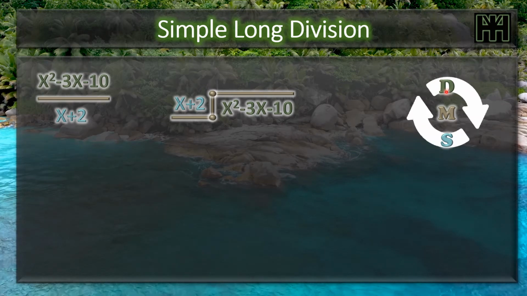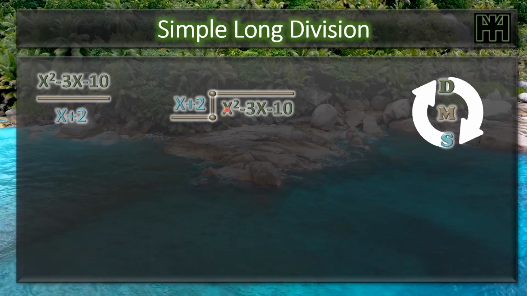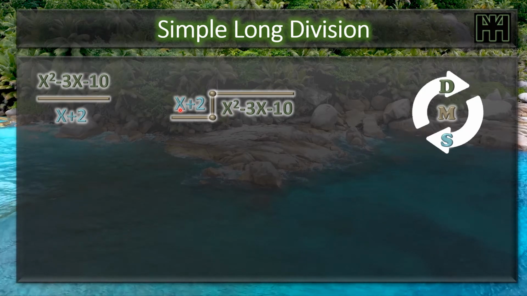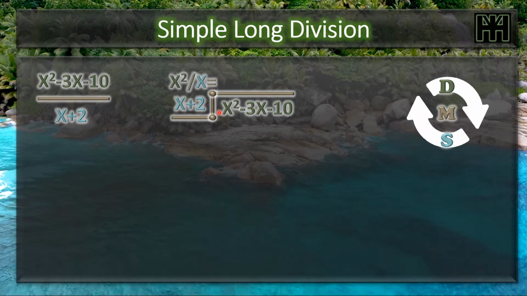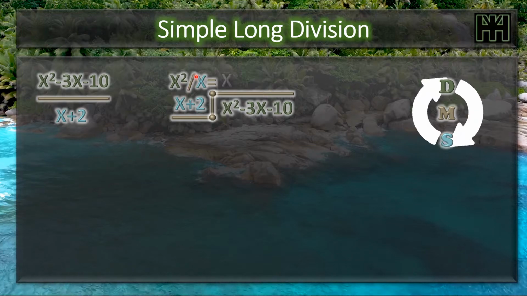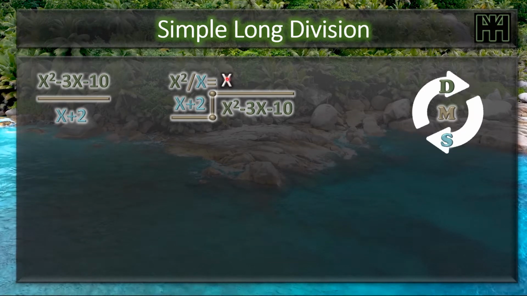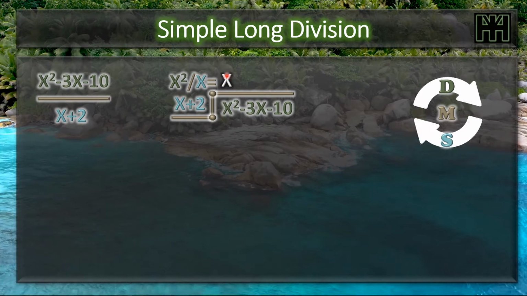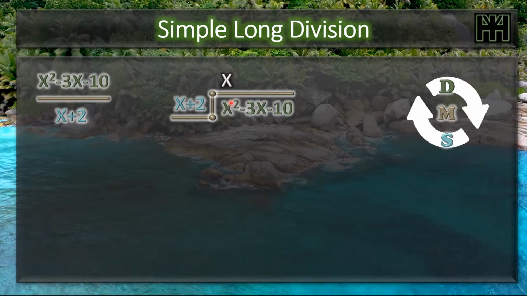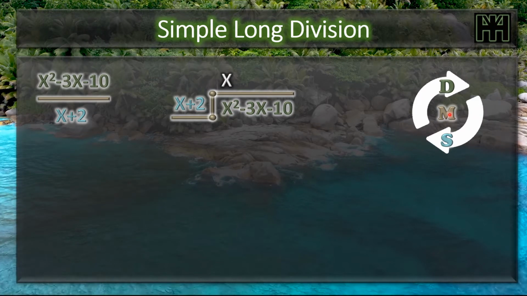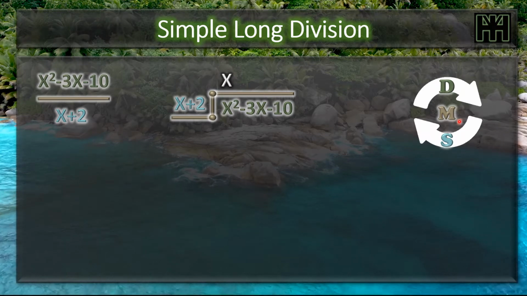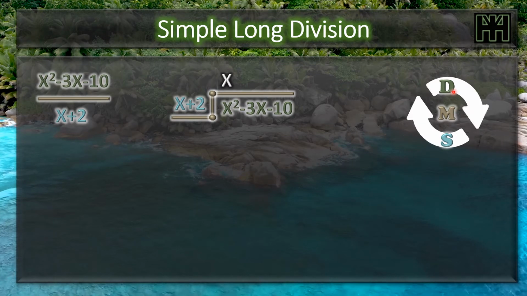The first step is divide. We'll divide the first term by the first term. So x squared divided by x will be equal to x. Let's go on. Then multiply. Divide, multiply, subtract, then repeat.